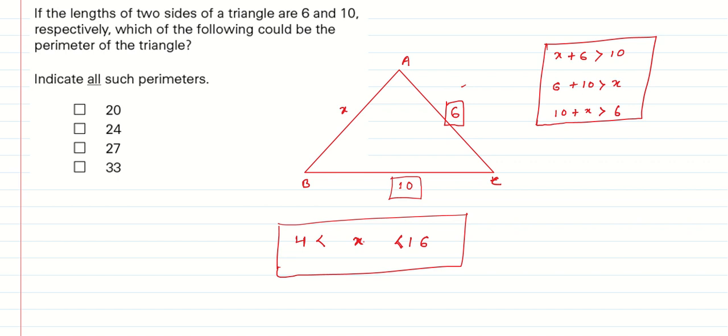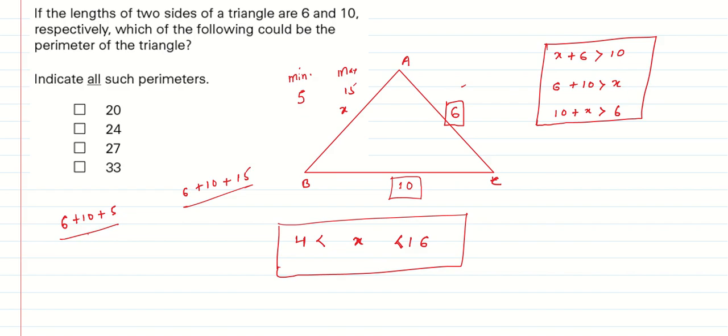Correct. So perimeter means how do we do it? Adding all the sides, right? The value of x must be anything between the minimum and maximum. So what should the value of x be? Minimum 5. What is the maximum I'll get? 15. Correct, no? So minimum 5, maximum 15. So 6 plus 10 plus 5 is the minimum, and 6 plus 10 plus 15, what is the maximum? So this could be my answer.